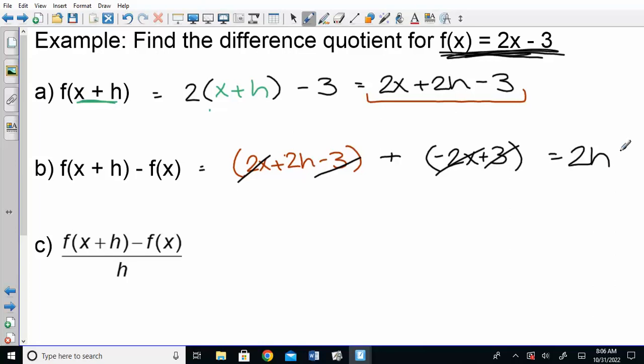Then we divide by h. So, part C: f of x plus h minus f of x, that's what we just worked out. We got 2h divided by h. Those h's cancel and give us a 2.